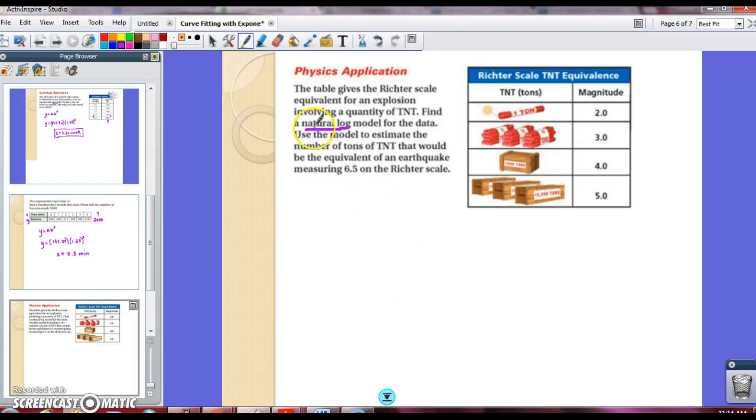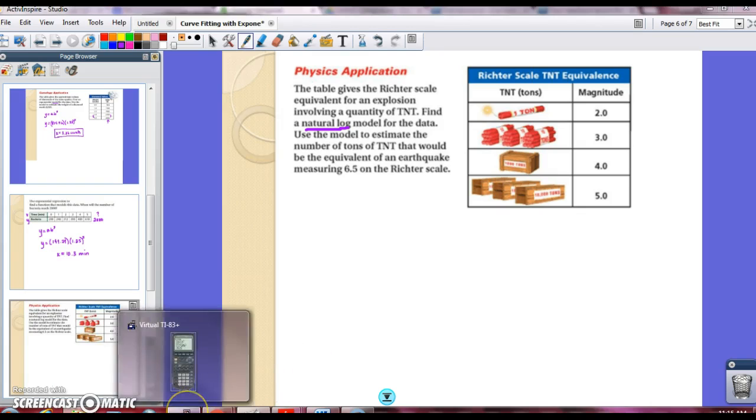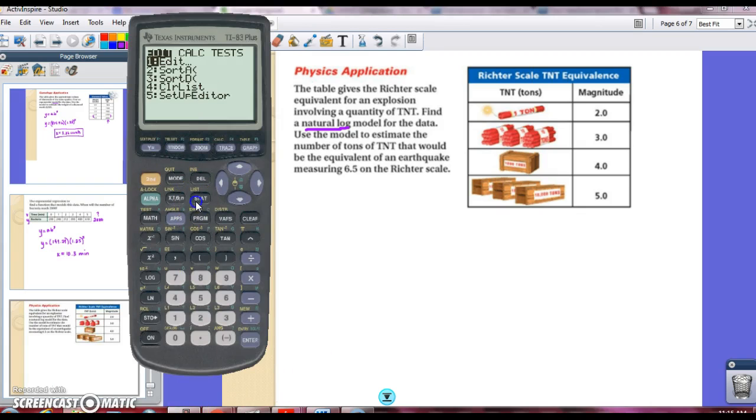It doesn't really change anything, we do this right in the calculator, just like we've been doing all the other problems. So I'm going to go back to Stat, and then I'm going to press Enter on Edit, and I'm going to clear out my data. Clear and Enter, and then if I go up to the heading and press Clear and Enter, I get rid of all of that data.